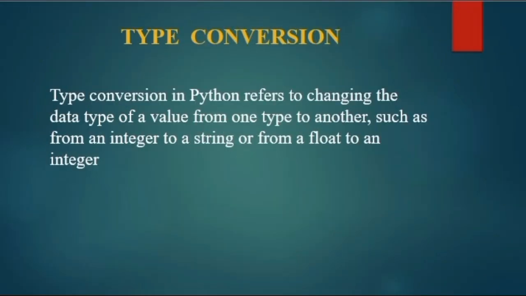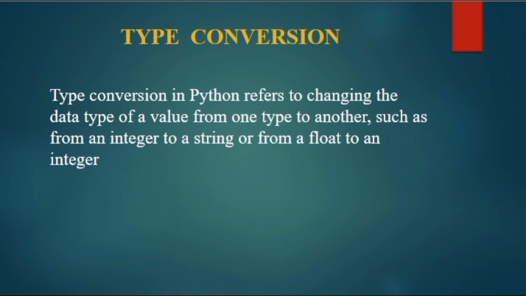Moving to the next topic, type conversion. Type conversion in Python means changing the type of a value from one form to another. Imagine you have a number like 5 and you want to treat it as text instead of a number, you can convert it into a string. So Python sees it as a "5" instead of a number.